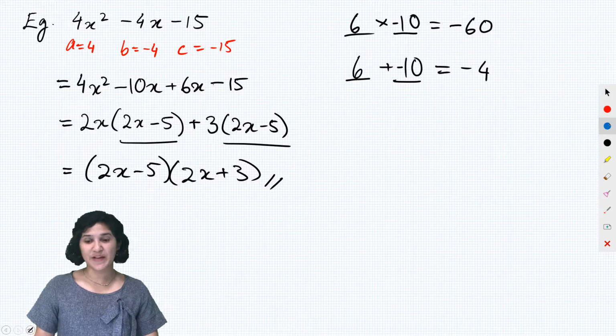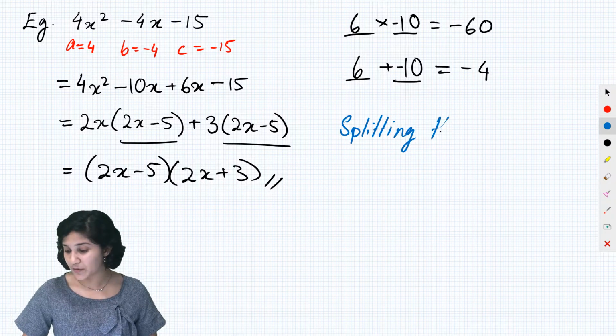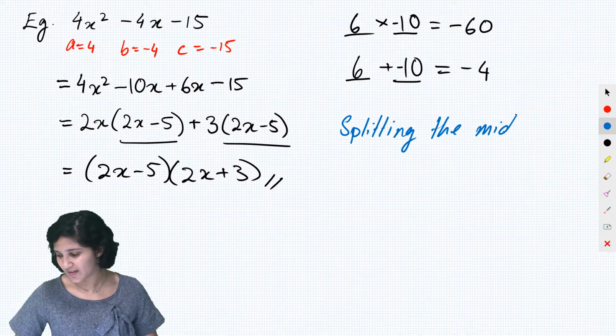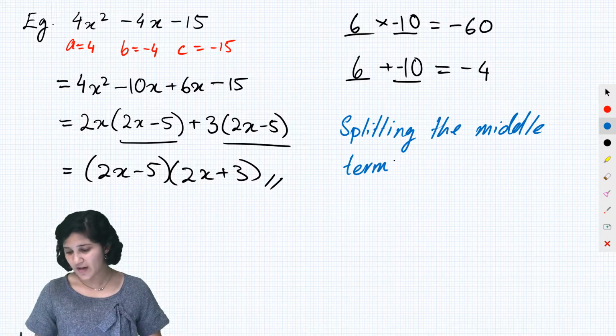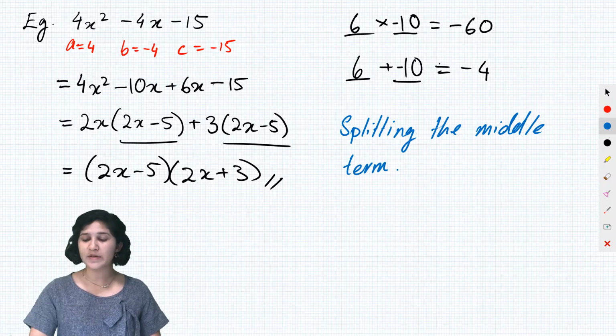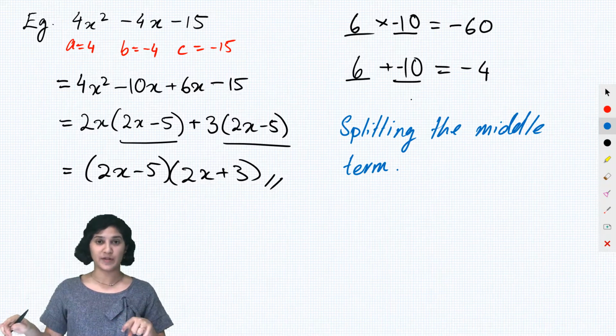So the method we've been doing in these examples is called splitting the middle term. And that's because we use the two numbers that we find here to split the middle term and then factorize with the grouping.